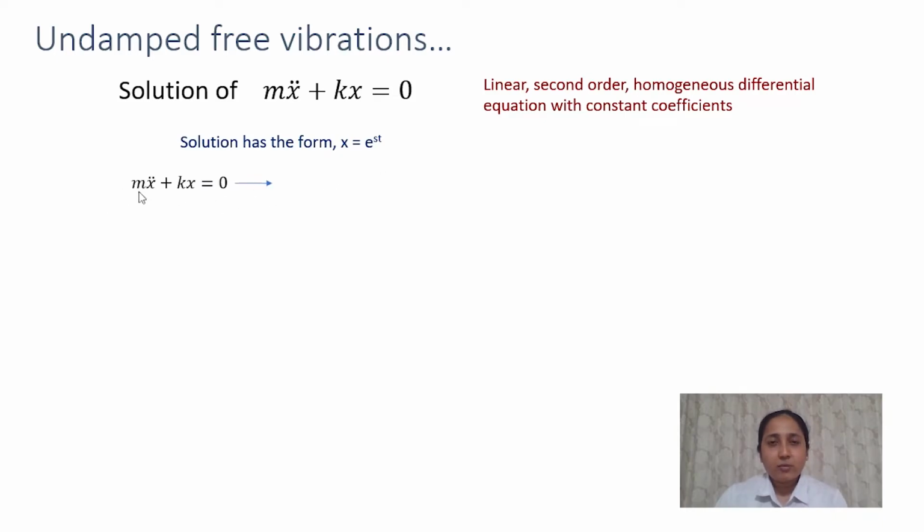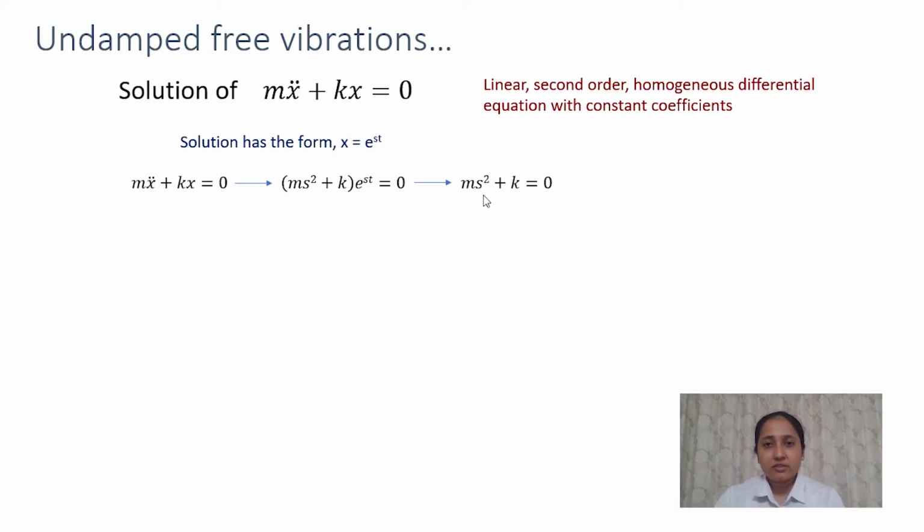So we have m x double dot plus k x is equal to 0. After substituting the exponential function, it becomes this. We can use this characteristic equation, solve for it, and find the actual values of e to the power st. So this is our characteristic equation.